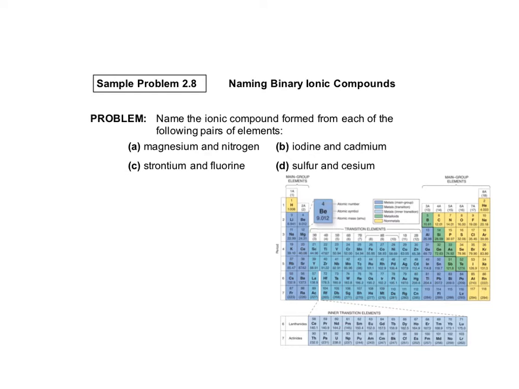And if you look here, you'll see the closest noble gas to nitrogen is neon, and it's got to gain 1, 2, 3 electrons to get there. So the rule states that the cation comes first and gets to keep its name. So that's going to be magnesium. So I'm going to write down magnesium. The anion comes second and gets the -ide ending. So it's going to be magnesium nitride.